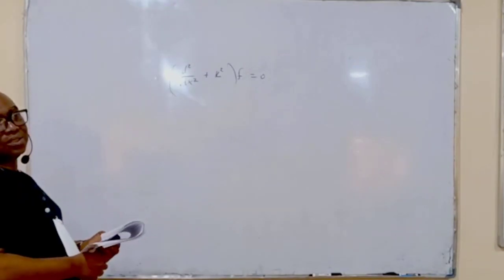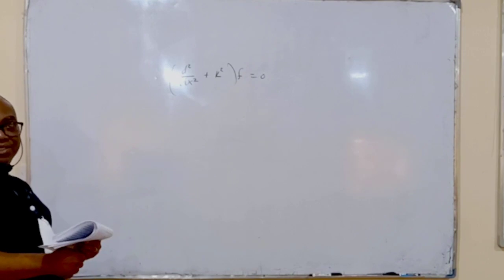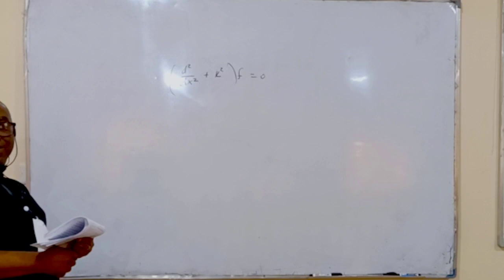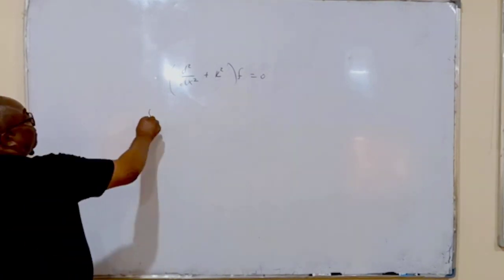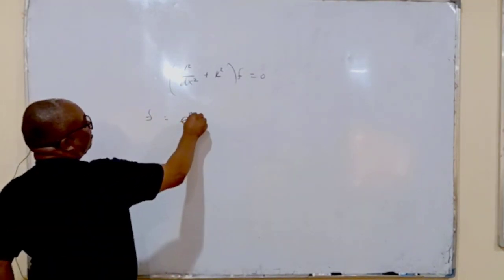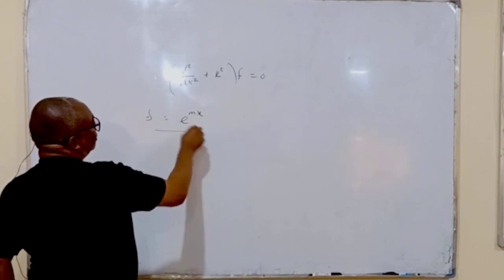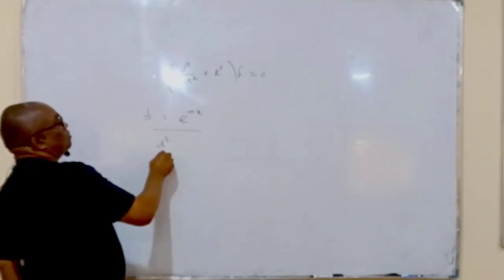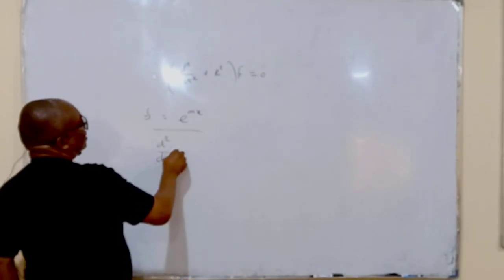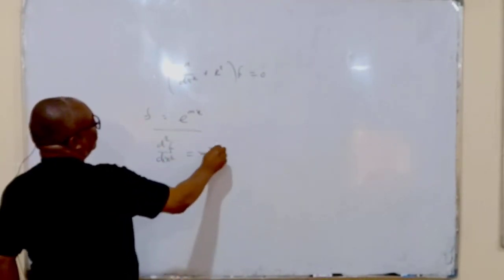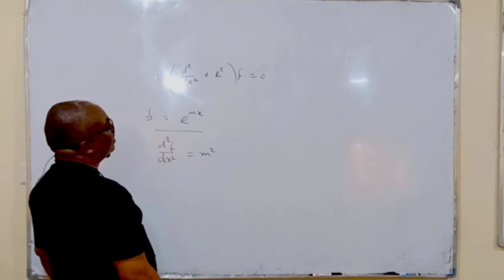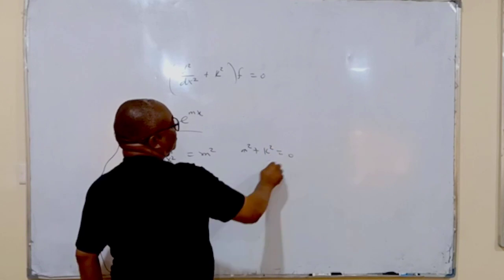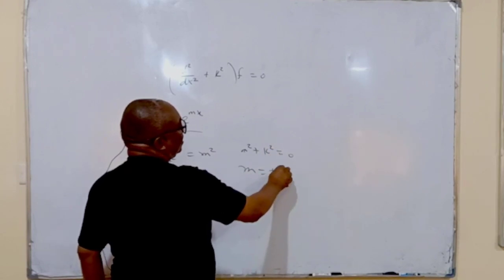It's quite easy to solve, is it not? You can say that your f is equal to what? e^(mx) to be your solution, so that your d²f/dx² gives you m². So you have m² plus k² is equal to 0. m equal to what? Plus or minus ik.